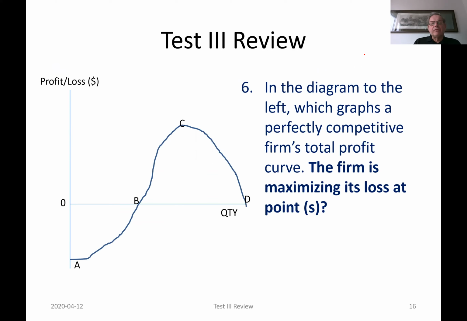Question number 6. In the diagram to the left, which graphs a perfectly competitive firm's total profit curve, the firm is maximizing its losses at point or points. Our answer here is A.